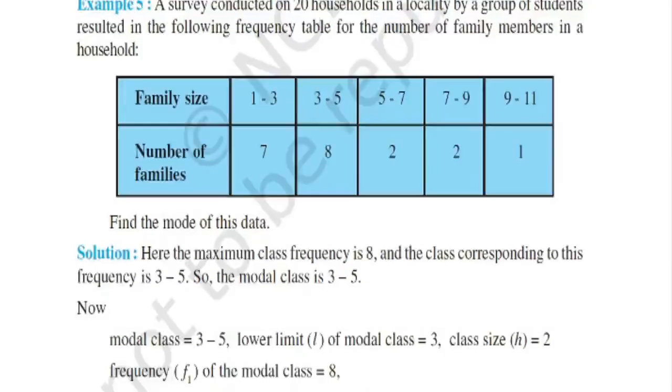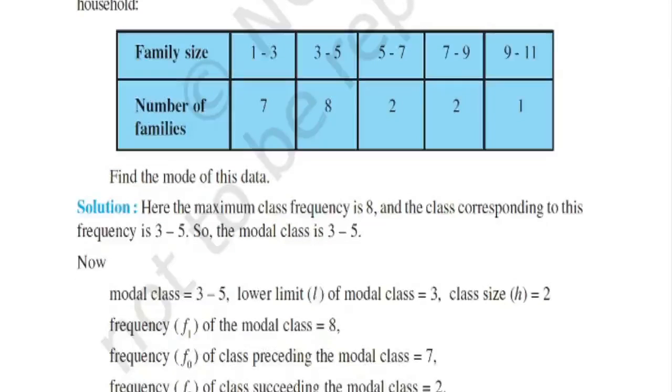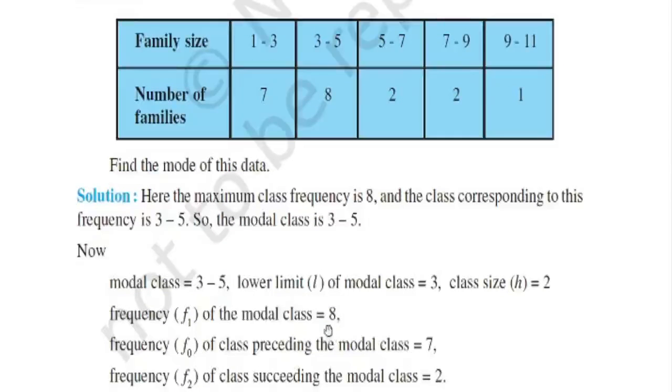Then frequency, that is f1. f1 is the frequency of the model class, that is 8. And f0 means the frequency of the class just preceding the model class. So the model class is 3 to 5. Just before 3 to 5, the class interval is 1 to 3. The frequency of the class interval 1 to 3 is 7.